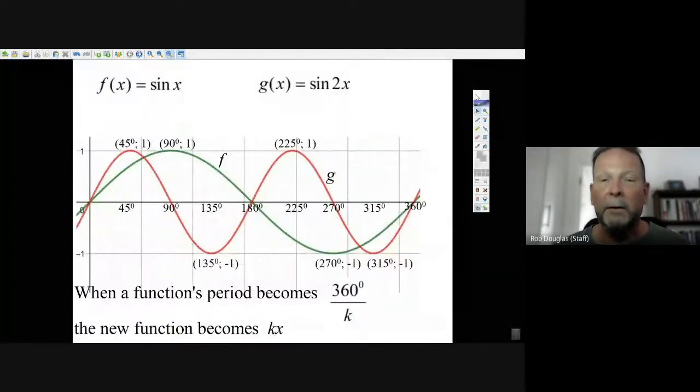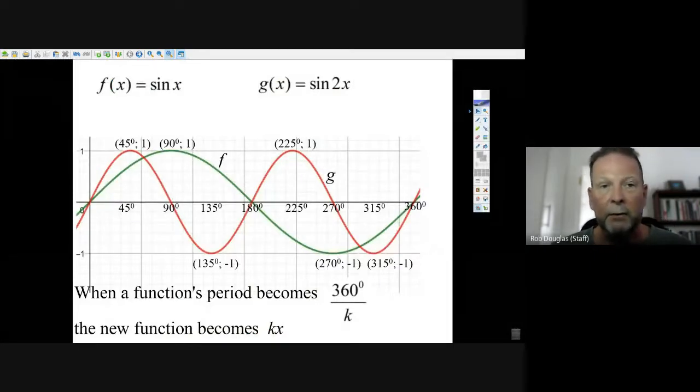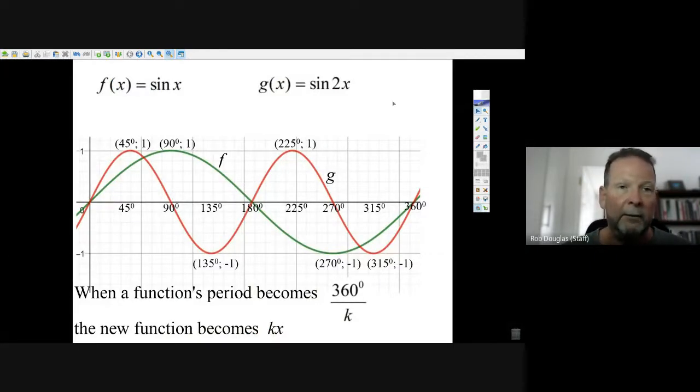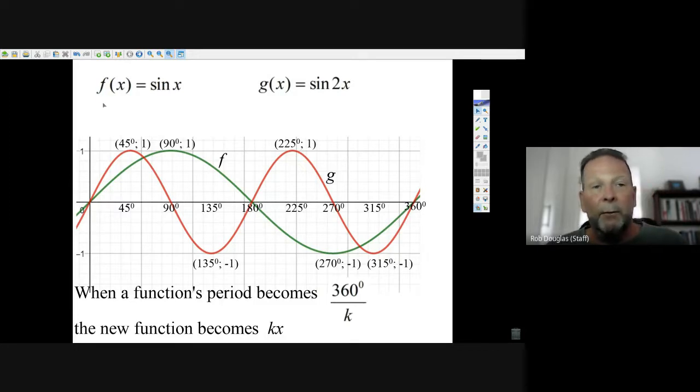Okay, we're going to look at period changes in trig graphs. So let's just take a look. The first thing, with graphing trig functions, is you have to know the fundamental function, f of x equals sine x. You need to know that the sine of 0 is 0, the sine of 90 is 1, the sine of 180 is 0, 270 is minus 1, and 360 is 0. That's this green line here.